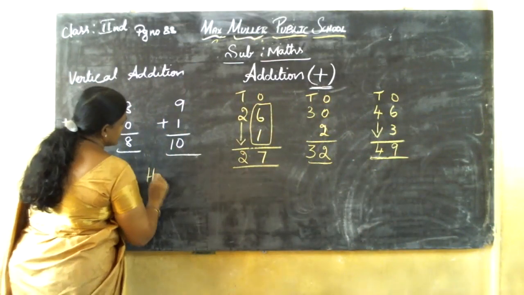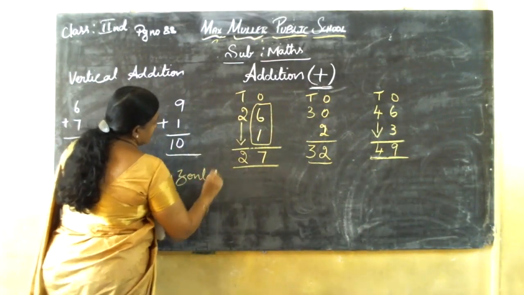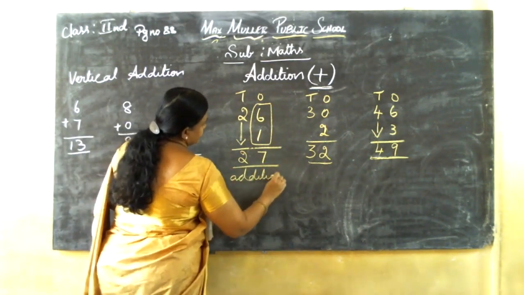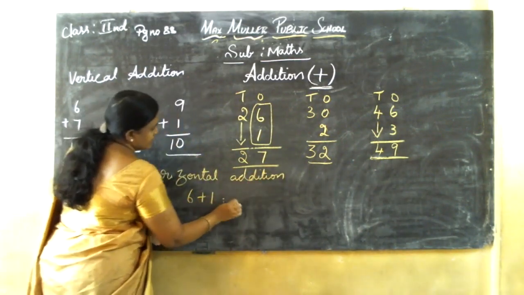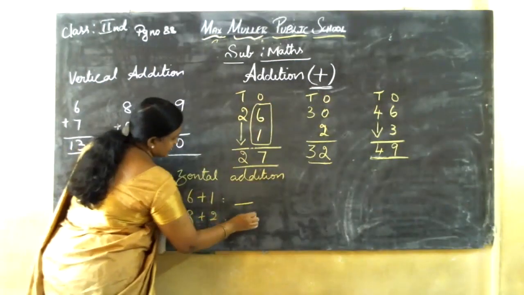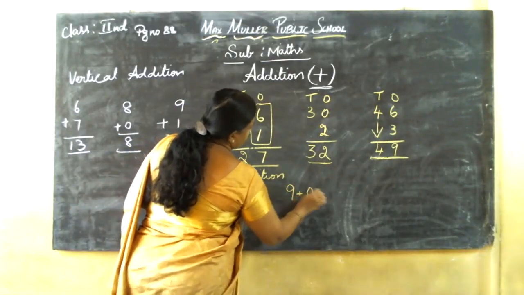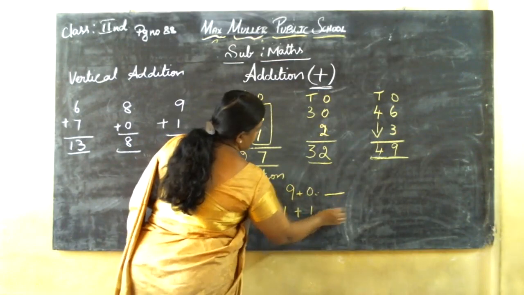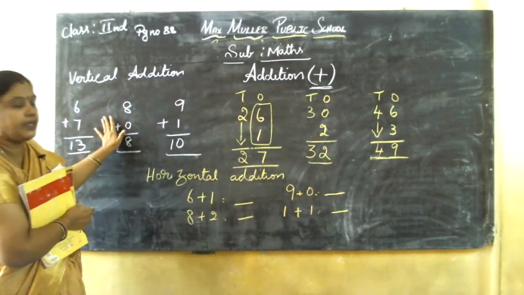Horizontal addition means written horizontally. 6 plus 1 is equal to dash. 8 plus 2 is equal to dash. 9 plus 0. This is horizontal addition. This is vertical addition.